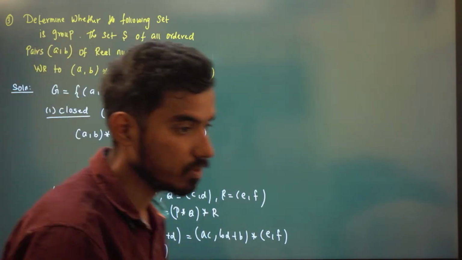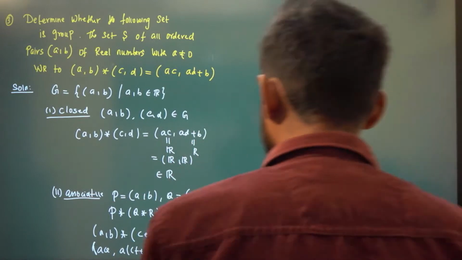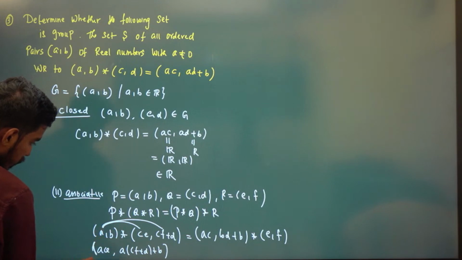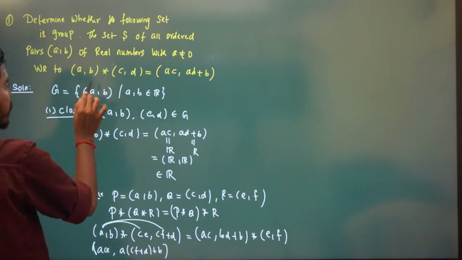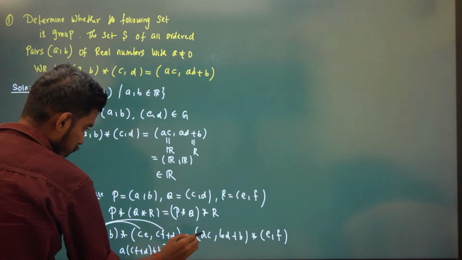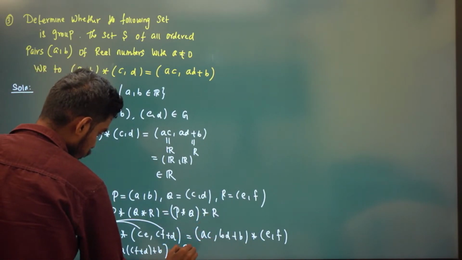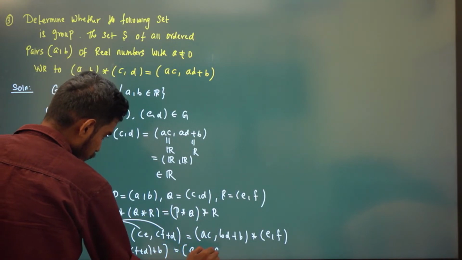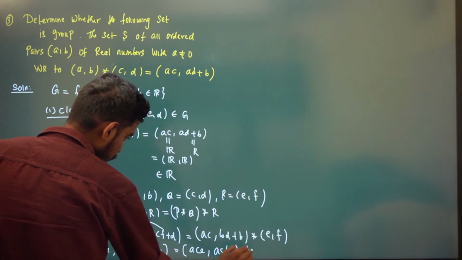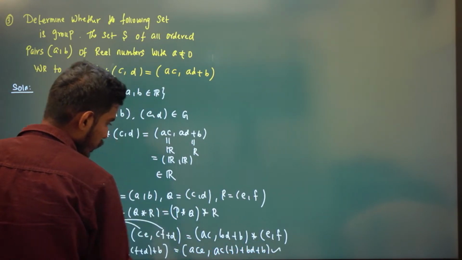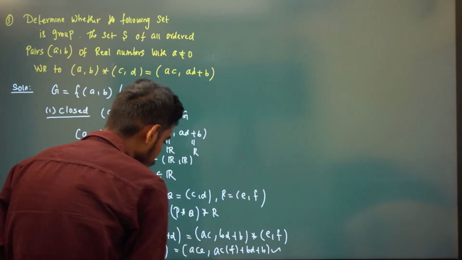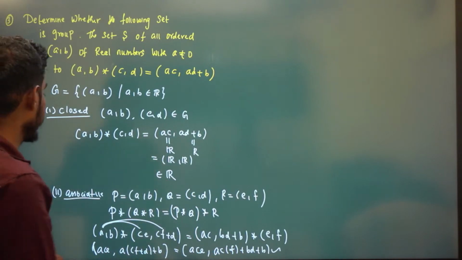Is it clear? Is it visible? You just have to multiply ACE, this into this, comma, this into this plus B. This is right, AC, AD plus B. Similarly, this will be ACE comma A into CF plus D plus B. So these two will be equal. You can check it out. Right? So therefore, it is associative.